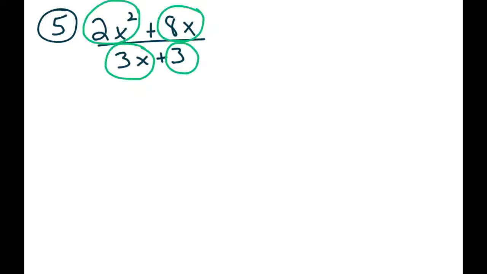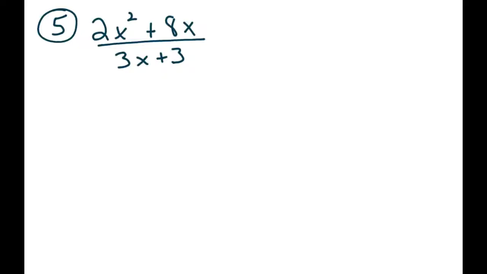How are the terms being separated? With the pluses. So when you have things that are being multiplied separated by a plus or a minus, you are dividing them into two different terms. Okay?